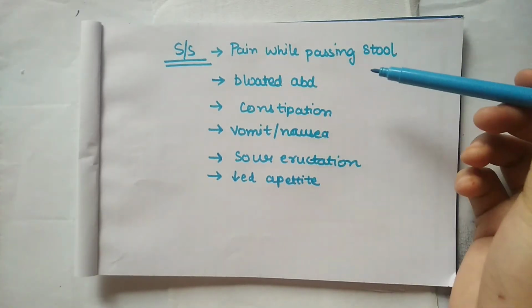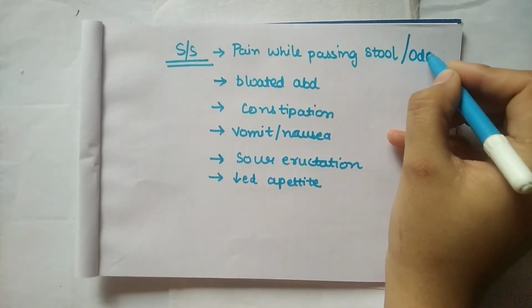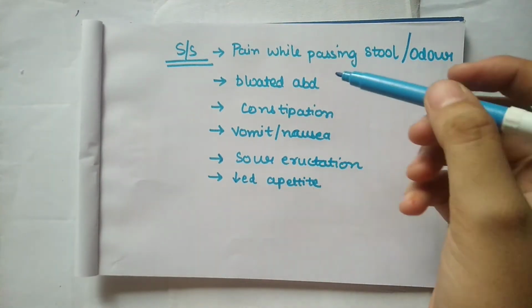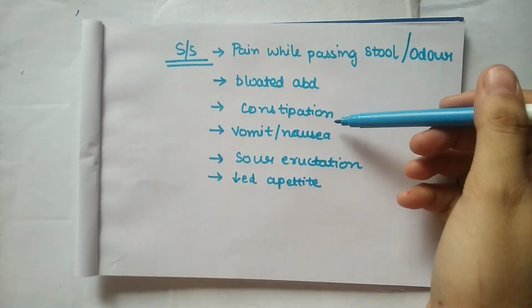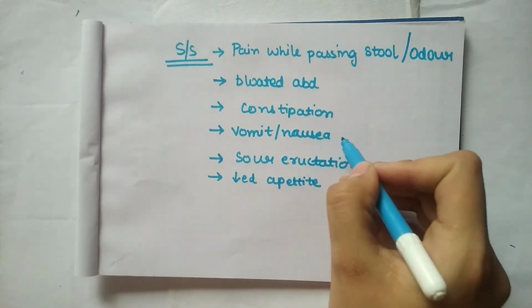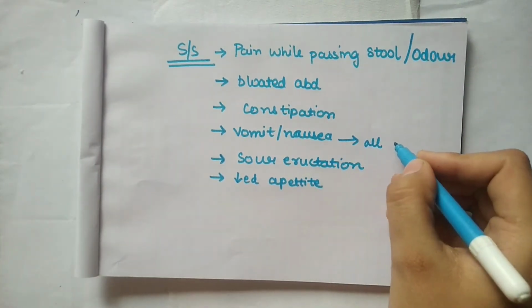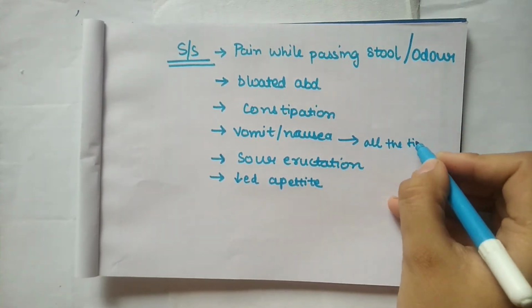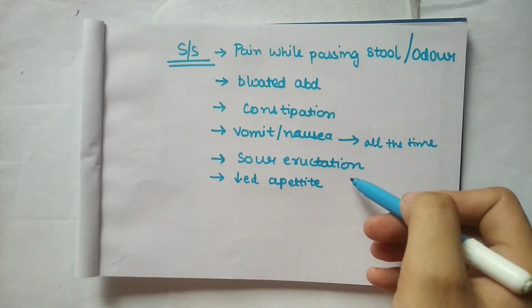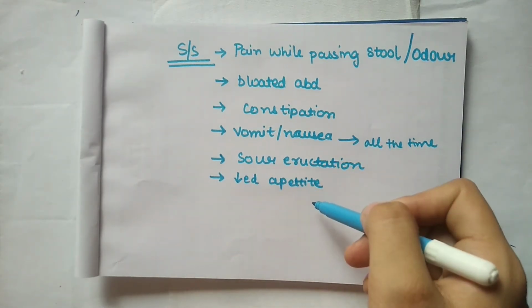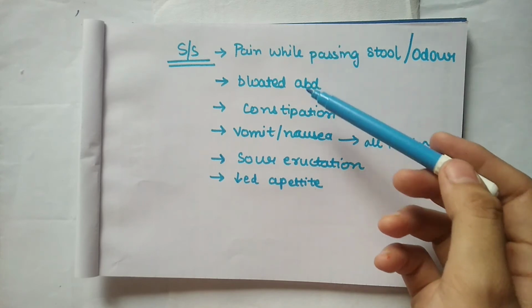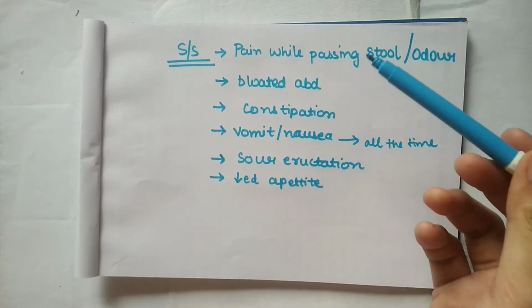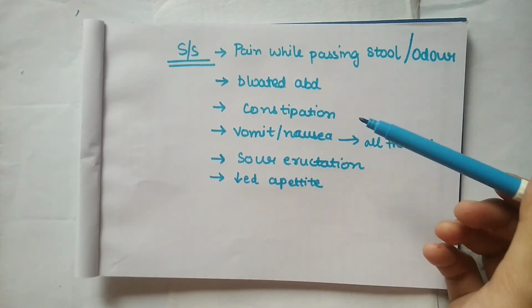Symptoms can be pain while passing stools or odor while passing stools, bloated abdomen, constipation, vomiting, nausea. Patient will feel like vomiting all the time or nauseated all the time. Then foul or sore irritations and decreased appetite. These are major symptoms which occur in bowel obstruction.